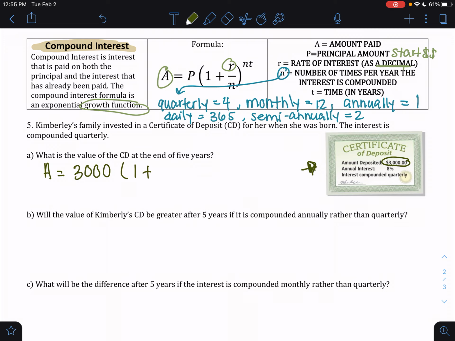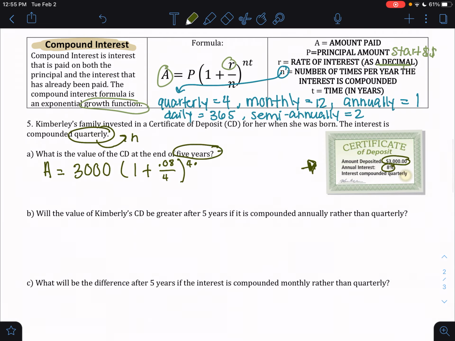Then we have 1 plus, we have a fraction here, R over N. R is the rate of interest as a decimal. So we have 8%, so we want to change that into a decimal, 0.08. And then that is over N. Remember, I wrote those terms for n, and we are looking at compounded quarterly. And so we're going to put 4 in the bottom. And then 4 times t, time. And we're looking at 5 years.